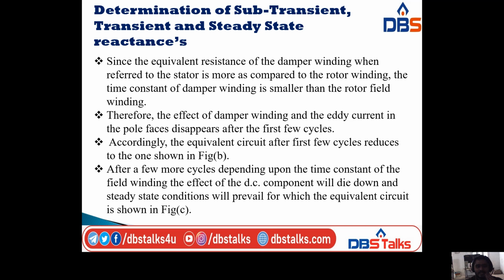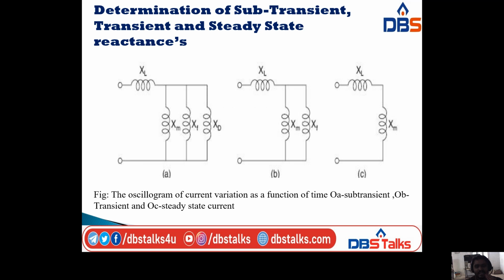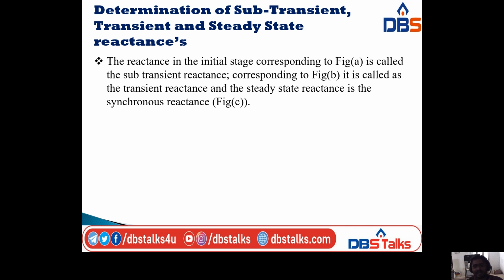In this way we have to calculate the three reactances: sub-transient, transient and steady state reactances. The reactance in the initial stage, corresponding to the first diagram, is called the sub-transient reactance, corresponding to the second one it is called the transient reactance, and the steady state reactance is the synchronous reactance. Up to now we completed the theory part of this chapter, and now coming to the problems.